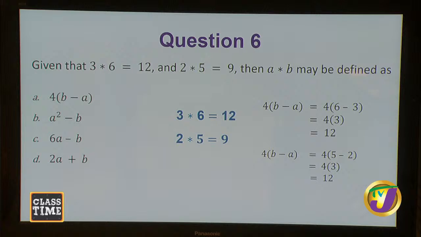Well, we got 12, but that's not what we're supposed to get. We're supposed to get 9, right? So clearly this cannot be the rule. So let's try B.